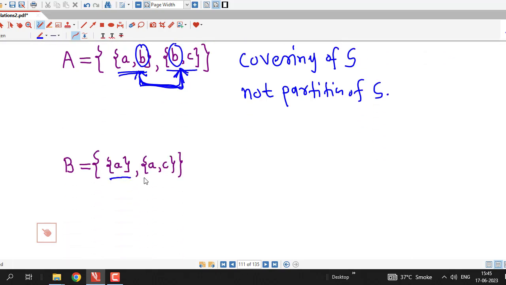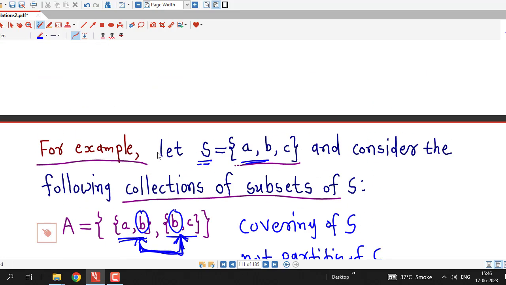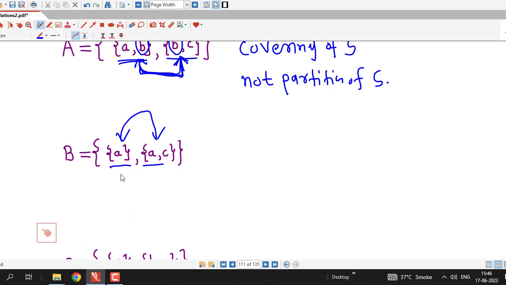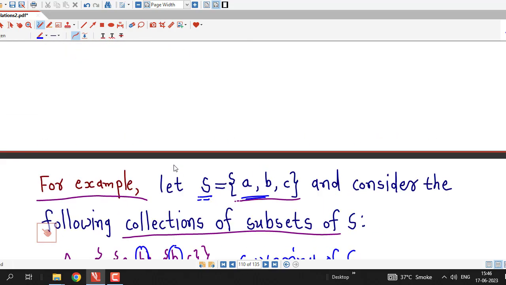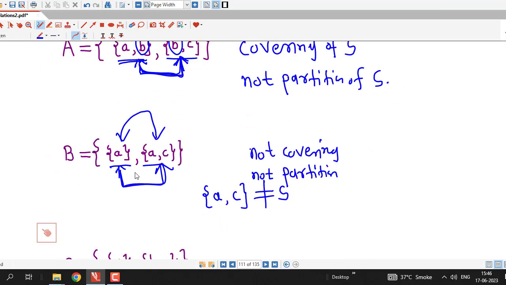This is another collection. Both these sets are subsets of the given set S, and if we take the union of these two sets, we will obtain the set A comma C, but this is not equal to S. Therefore, this is not going to be a covering of S, and it is also not a partition of S, because the union of the members of this collection is not equal to S. Here B is missing.